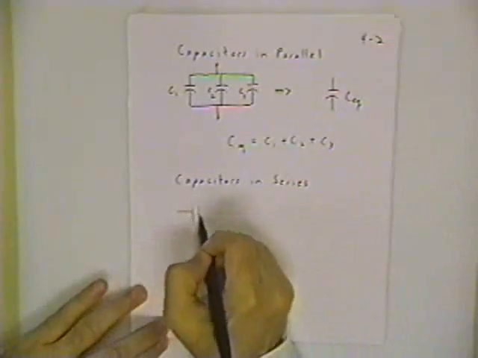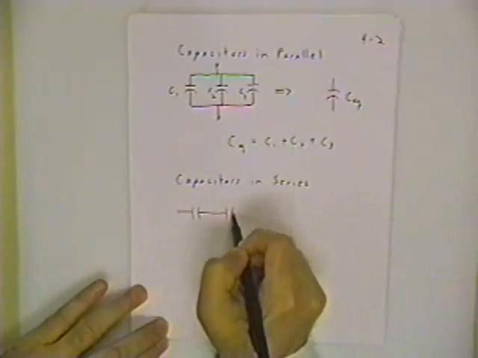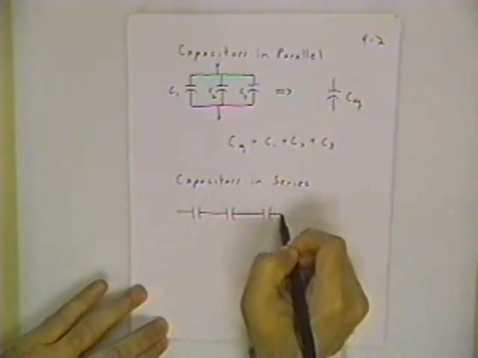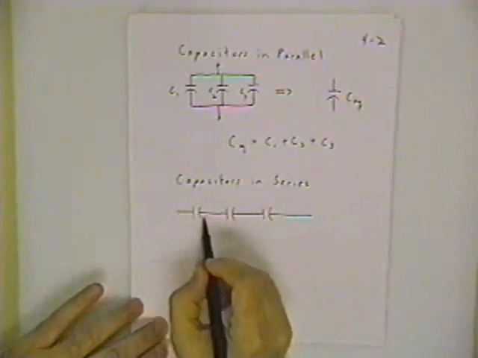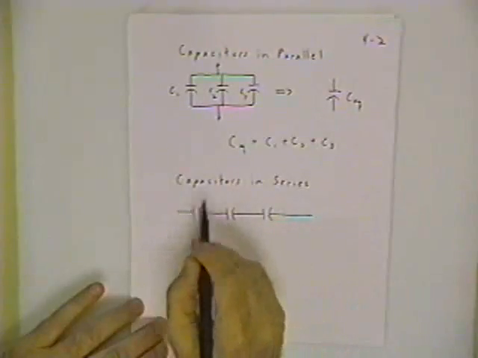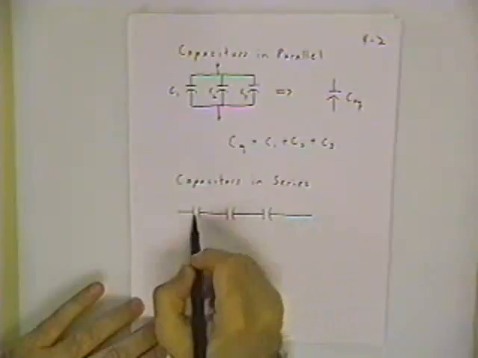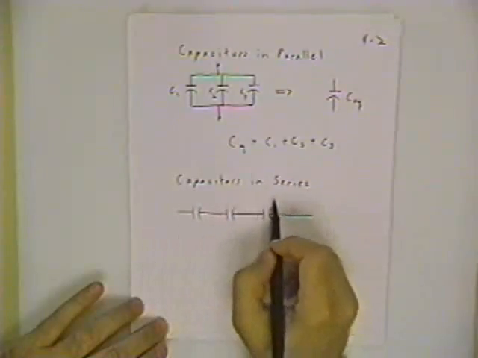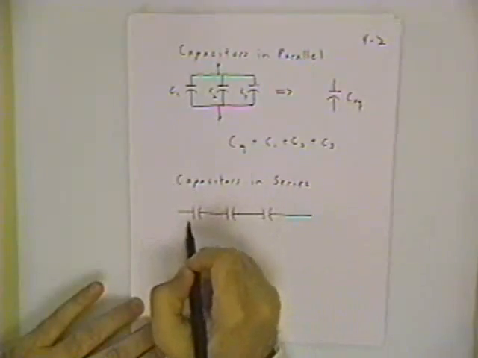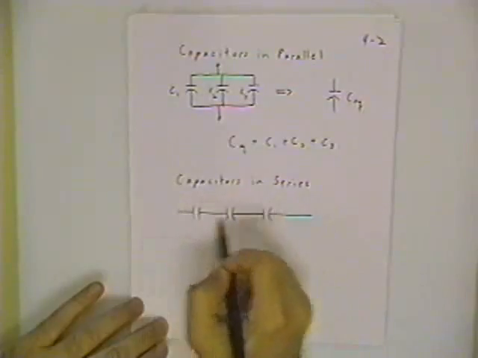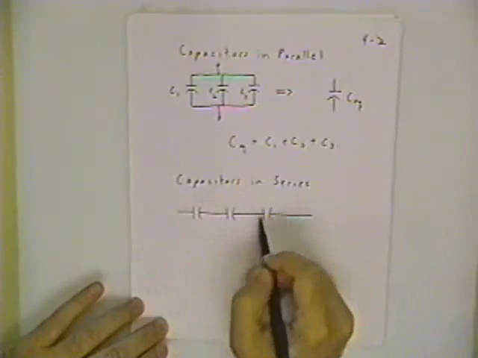Now, for capacitors in series, think back to the basic parallel plate model. What you're doing is keeping the cross-sectional area fixed as you go from one stage to the next. All these plates have the same cross-sectional area, but you're effectively increasing the gap between the most positive, the leftmost positive plate, and the rightmost negative plate.